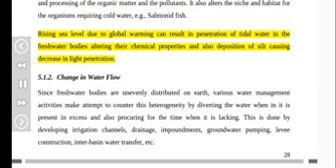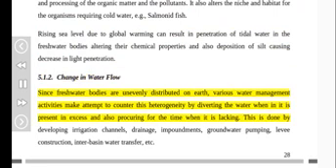Rising sea level due to global warming can result in penetration of tidal water in the freshwater bodies, altering their chemical properties, and also deposition of silt, causing decrease in light penetration. 5.1.2. Change in water flow.